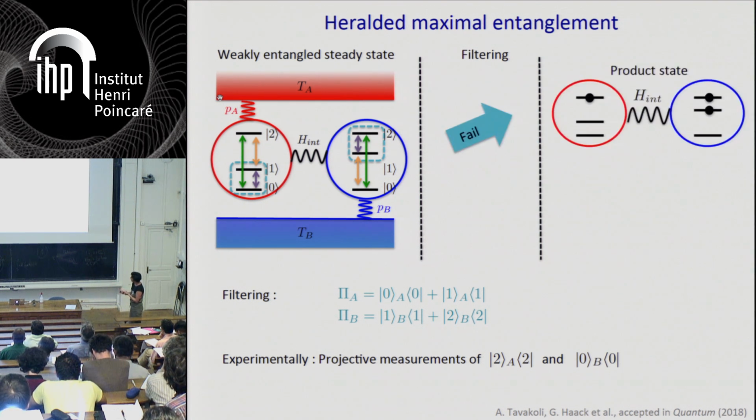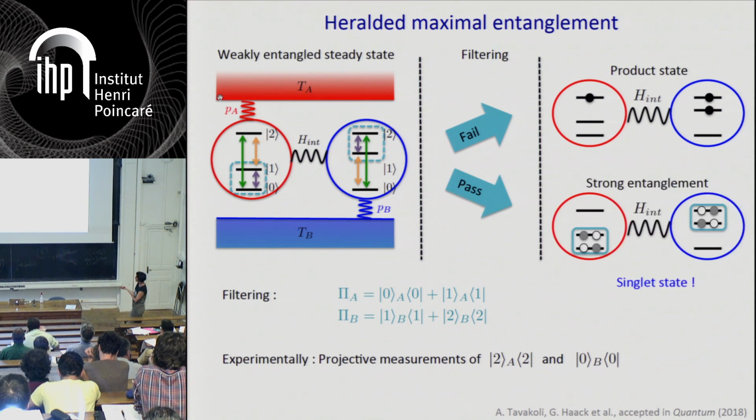So what happens now? If it fails, meaning that your qutrits are in level 2 of the red one or level 0 of the blue one, so you could detect some population, then you are not in this subspace, and in fact you can show that you have a product state. So your entanglement generation procedure has failed. However, if this step is passing, so that nothing is in 2 and nothing is in 0, then you can show that you have entanglement. And moreover, it's possible to show in a certain limit that you have a singlet state, so a Bell state, a maximally entangled state.